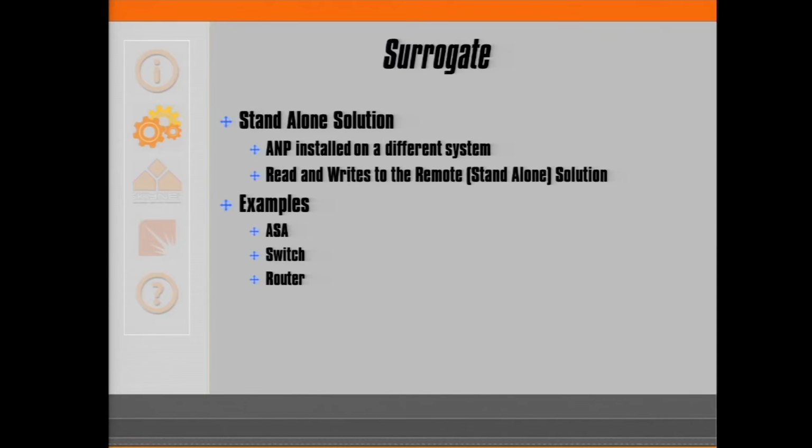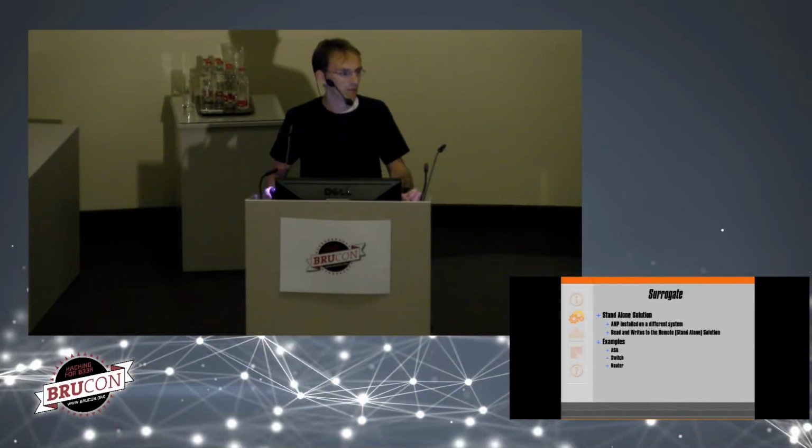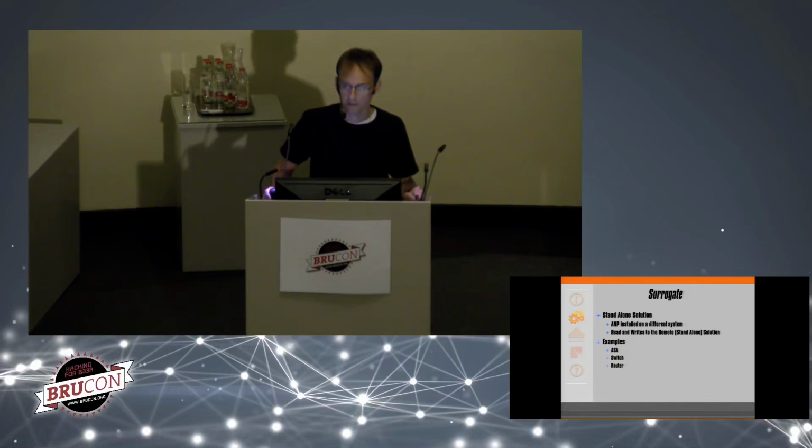Then there are surrogate interfaces. This is where we talk about using this with closed source solutions, where we have ANP installed on a different system, and it reads and writes to that remote standalone solution. Right? So we have one system that's running it, participating, sharing events, and then it has to then read and write remotely to, let's say, an ASA, right, through the API, or a switch, or a router.